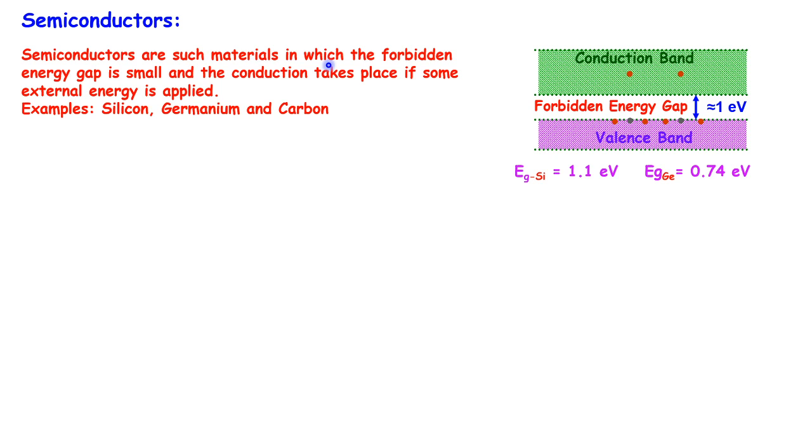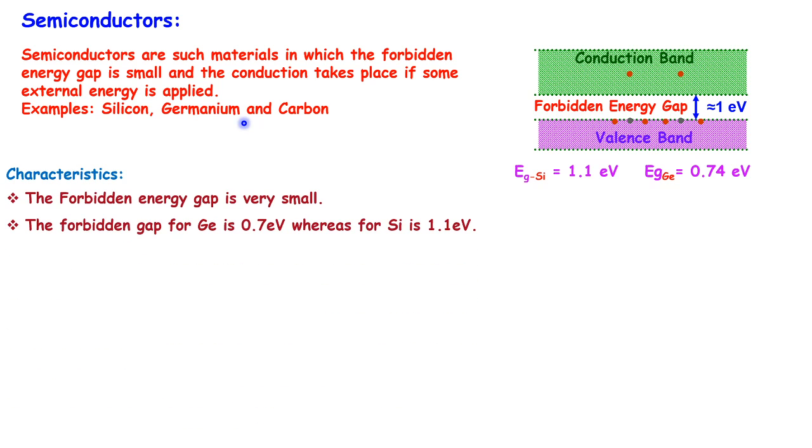Semiconductors are such a material in which the forbidden energy gap is small, and conduction takes place if external energy is applied. If you apply external energy, then the valence band electron goes to the conduction band. Examples: silicon, germanium, and carbon are semiconductor materials. The characteristics of a semiconductor: the forbidden energy gap is very small.